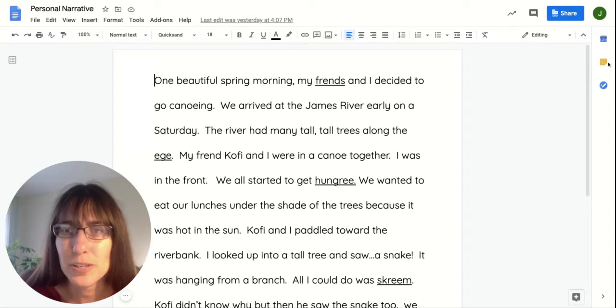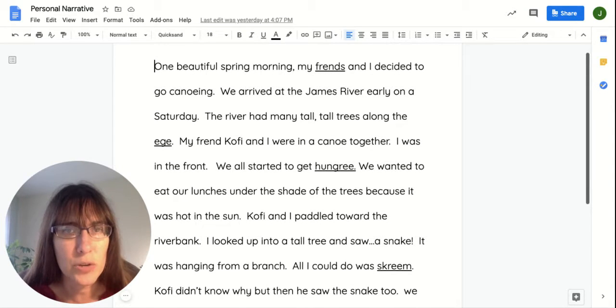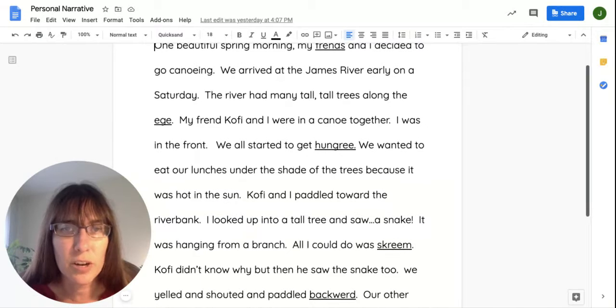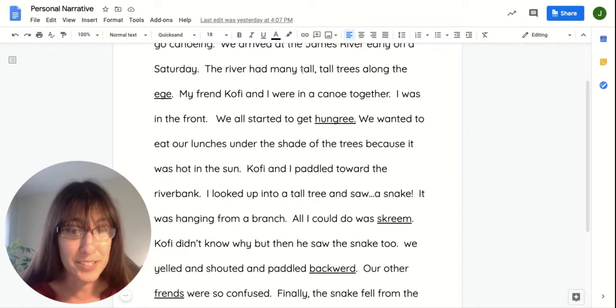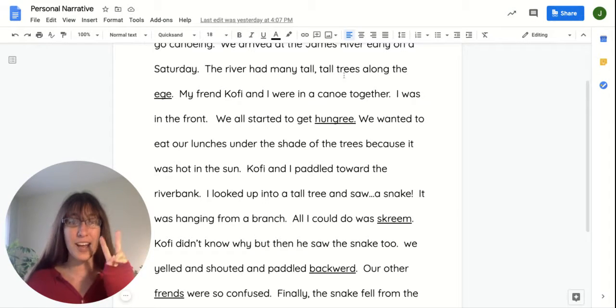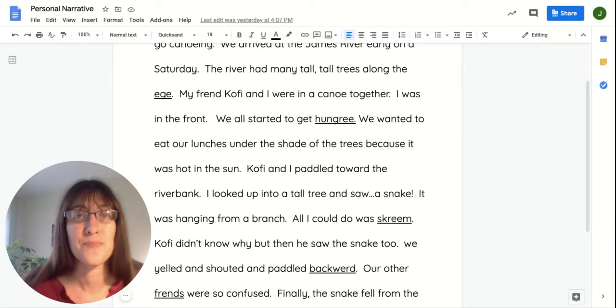All right, so my story says, "One beautiful spring morning, my friends and I decided to go canoeing. We arrived at the James River early on a Saturday. The river had many tall trees along the edge." I did repetition, didn't I? I put the word tall in two times because I wanted you to know how tall they really were.